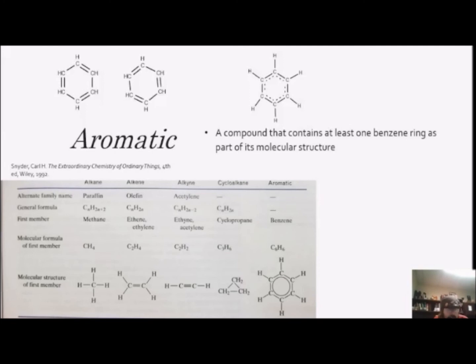Cinnamon comes from cinnamaldehyde, which is a type of aromatic. Oil of wintergreen has an aromatic. Oil of anise is also aromatic.